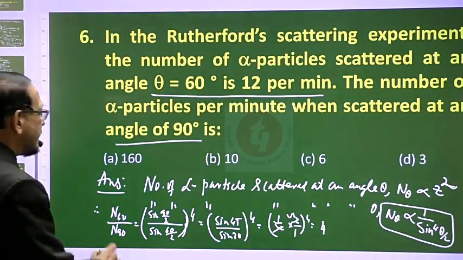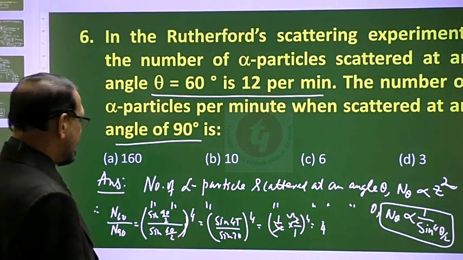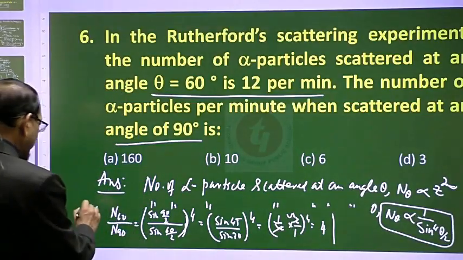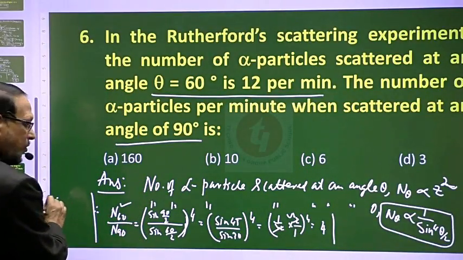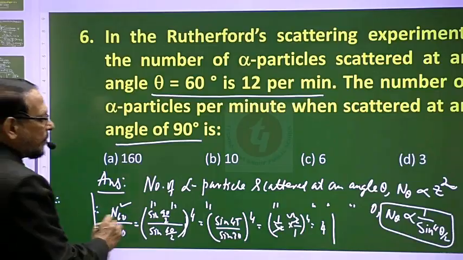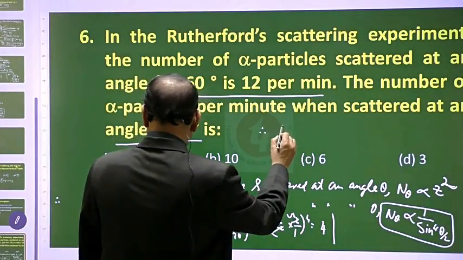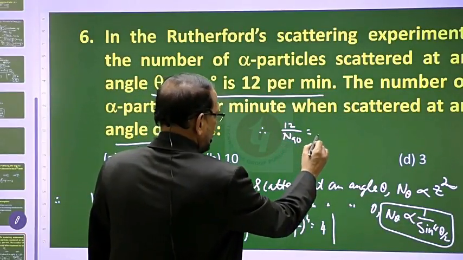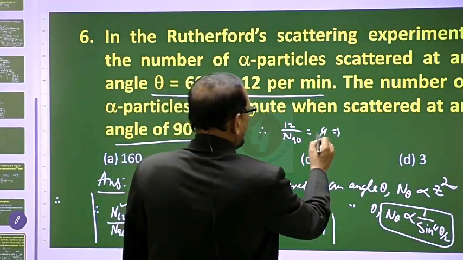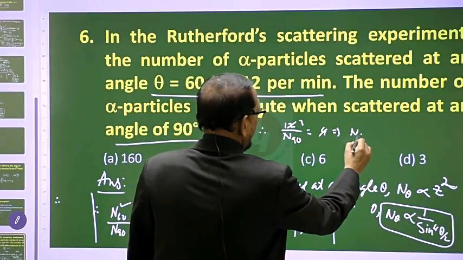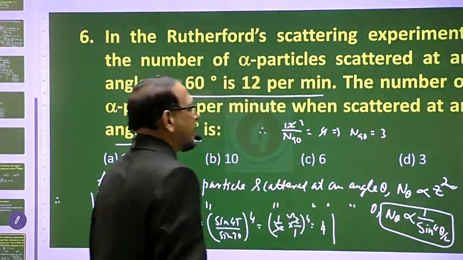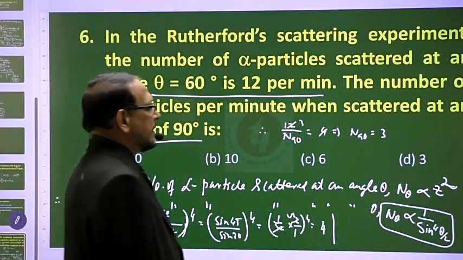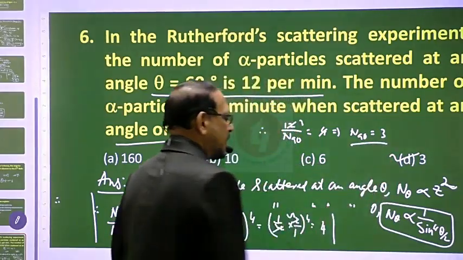Now here N60 is equal to 12. Therefore you can write N60 is equal to 12, so 12 by N90 is equal to 4, so N90 is equal to 3. The number of alpha particles per minute when scattered at an angle of 90 degrees is 3. That is option number 3 is correct. I hope it is clear.